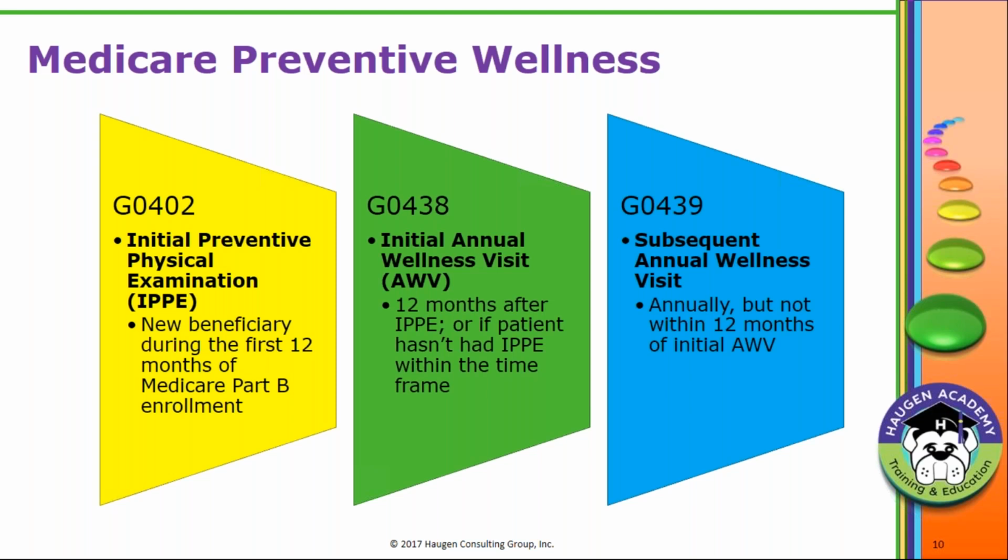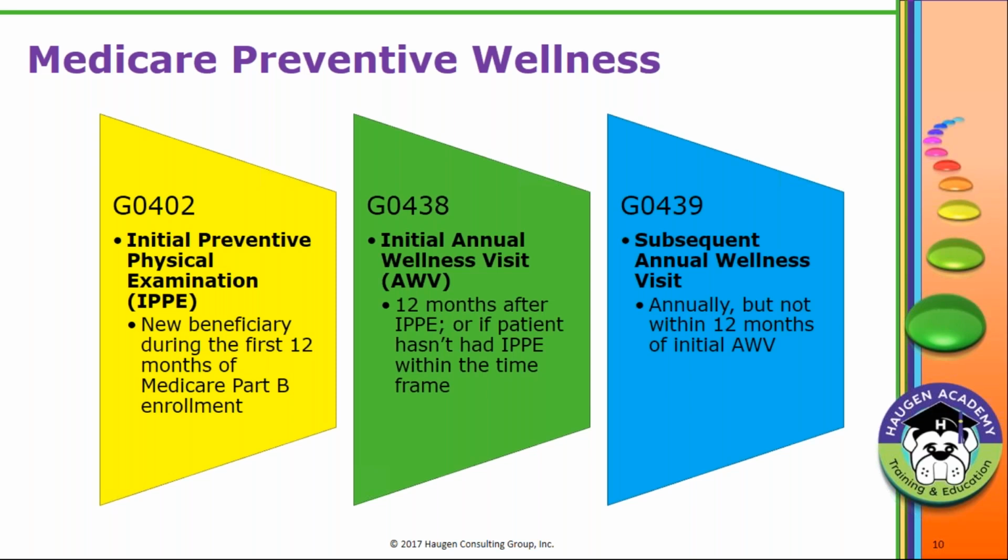And these are the ones that have the specific requirements about when they can be reported. So for the initial IPPE, that's for a new beneficiary during the first 12 months of their Medicare Part B enrollment. The initial annual wellness visit is 12 months after that IPPE, or if the patient never got that IPPE within the first 12 months of their Medicare Part B enrollment, then you can report the G0438.